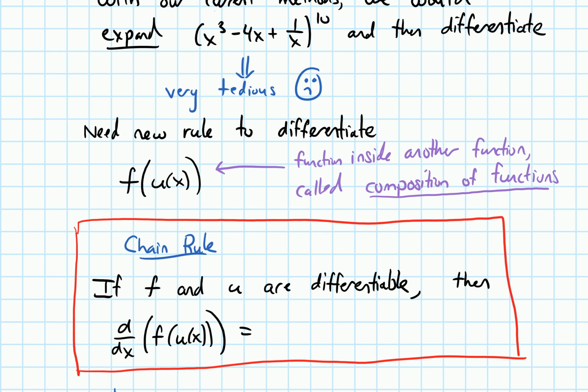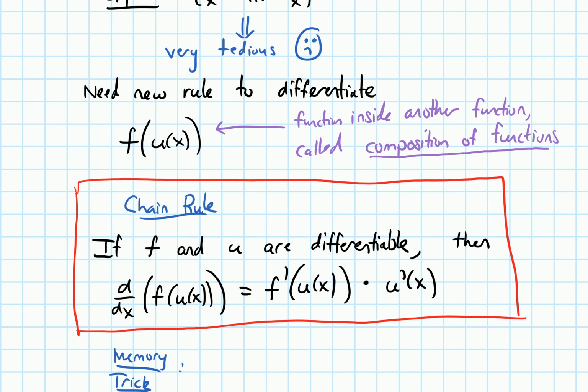Alright, so now let's state what the rule is. It says that if f and u are both differentiable functions, then d dx, so that means if we're taking the derivative of this function with respect to the variable x, so the derivative of f of u of x is equal to f prime of u of x. So we take the derivative of the outside function, that gives us f prime, but we keep plugging in the same inside function, u of x, into it. And then we multiply that by the derivative of the inside. So we multiply it by u prime of x.